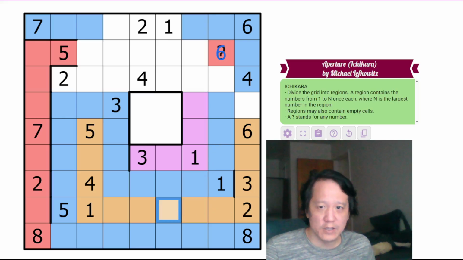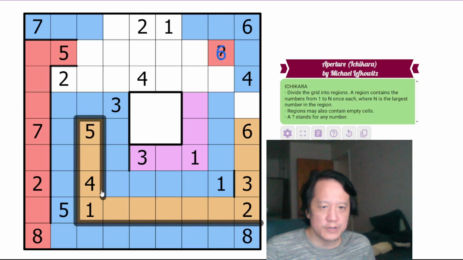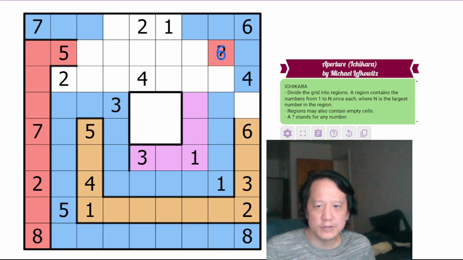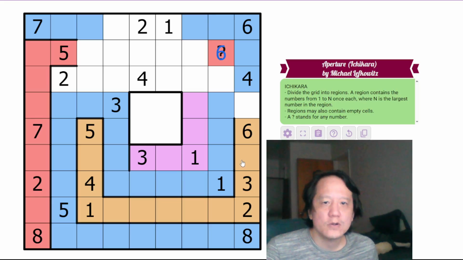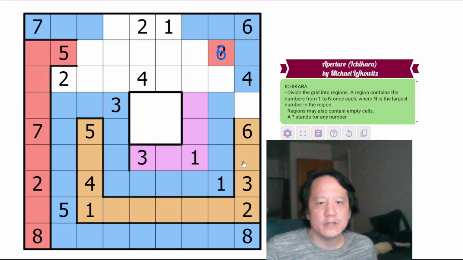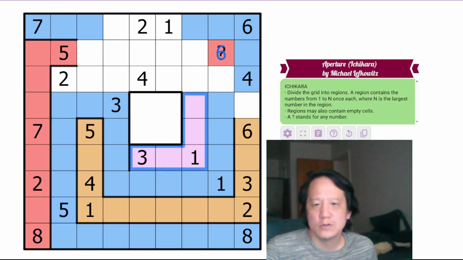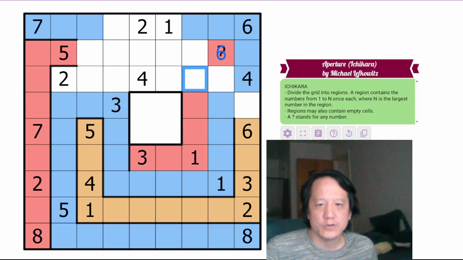Orange must orthogonally connect. So we have boundary here. Boundary here. Red needs access to... Ooh. Oh, this pink is the same as red. So this is red. So we have to orthogonally connect. We need access. We already have 1, 2, 3, 4.